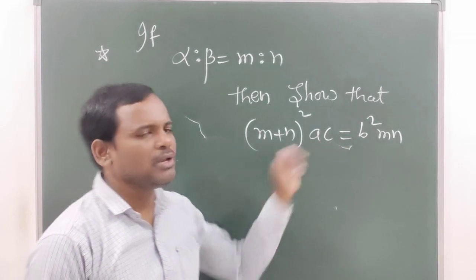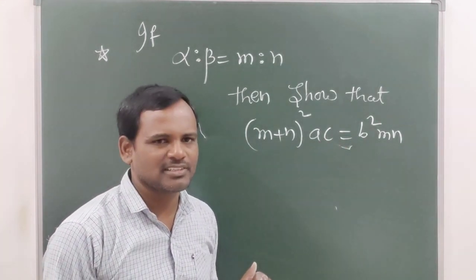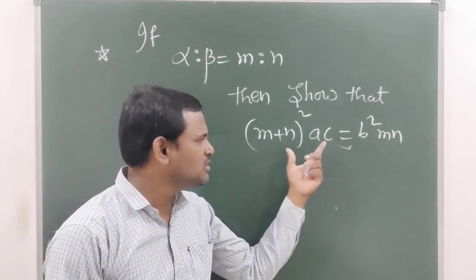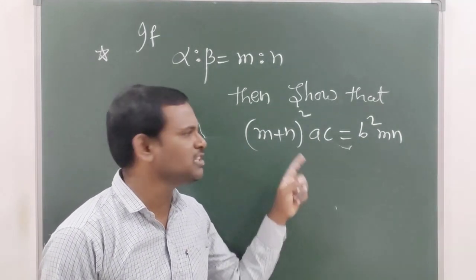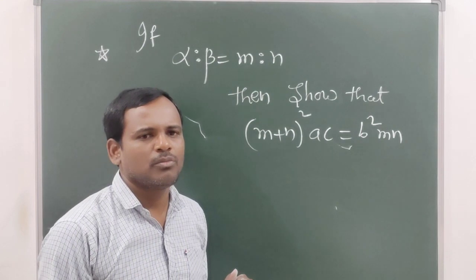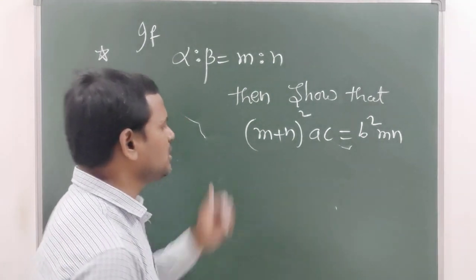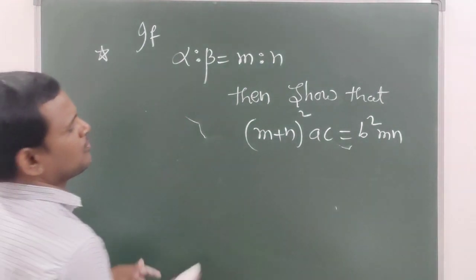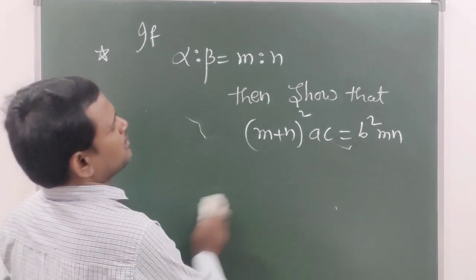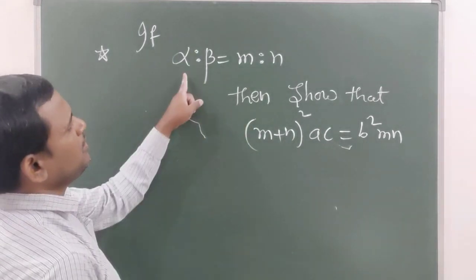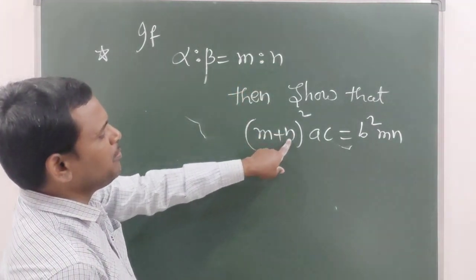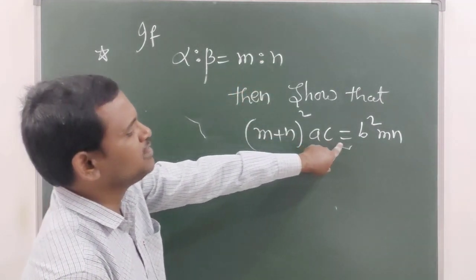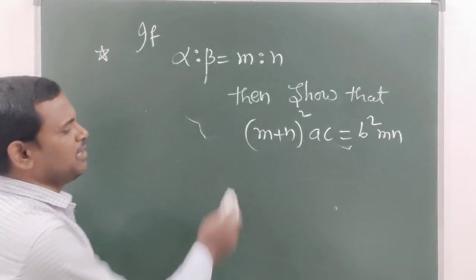So here we people have to remember it like a standard result. Okay, how this result will come I will explain to you. Then afterwards I will explain one application based on this model. Now see this proof. See, if alpha is to beta is equal to m is to n, then we get m plus n whole square into AC is equal to b square into mn.